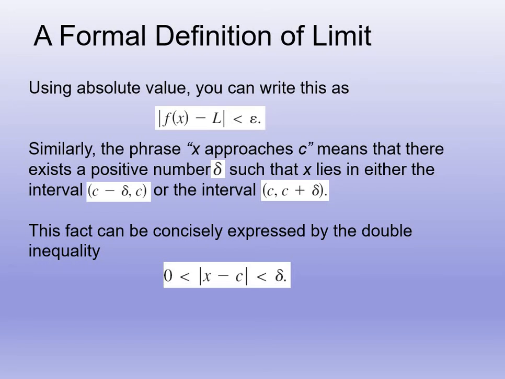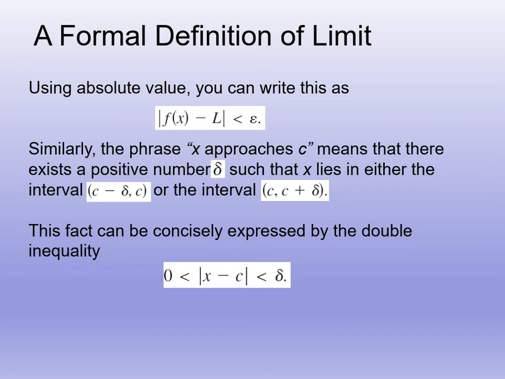And when you do your homework, you're going to substitute in f of x, the function. You're going to substitute in L, and you're going to substitute in the given epsilon. Okay? Usually it's going to be like 0.001 or 0.01, a very small amount of error. Okay? And then we're going to talk about the phrase as x approaches c, which means there exists a positive number delta that lies on either side of the interval, right? c plus delta, c minus delta.